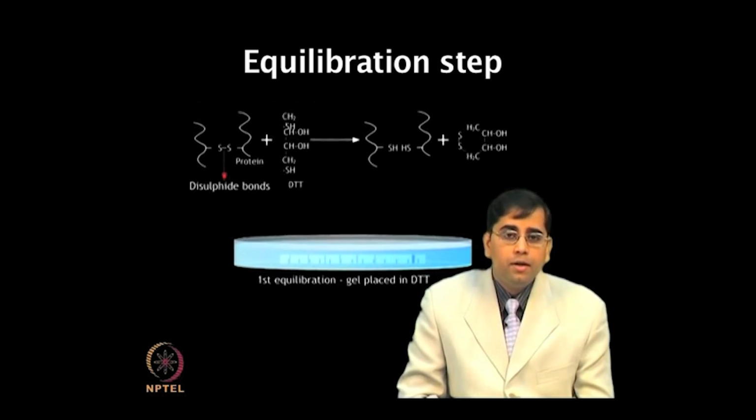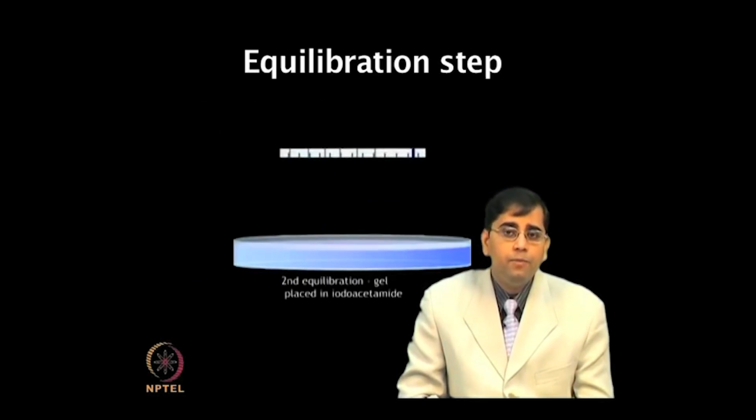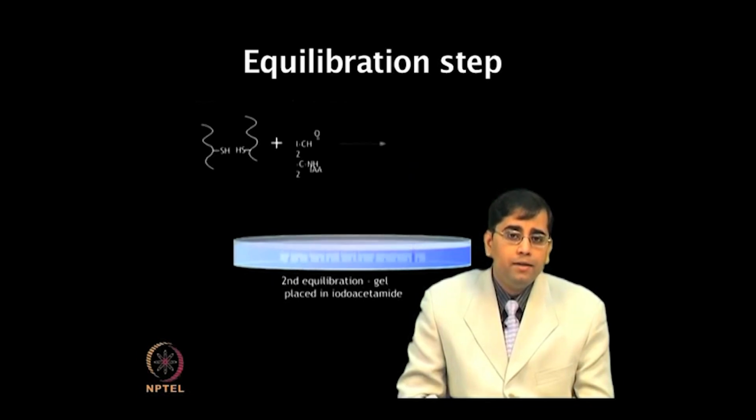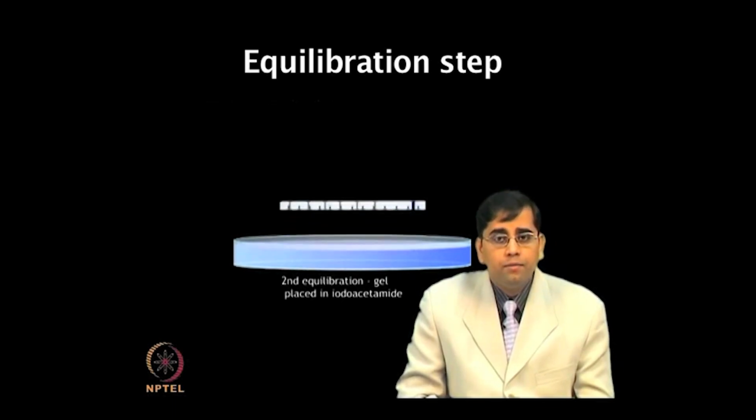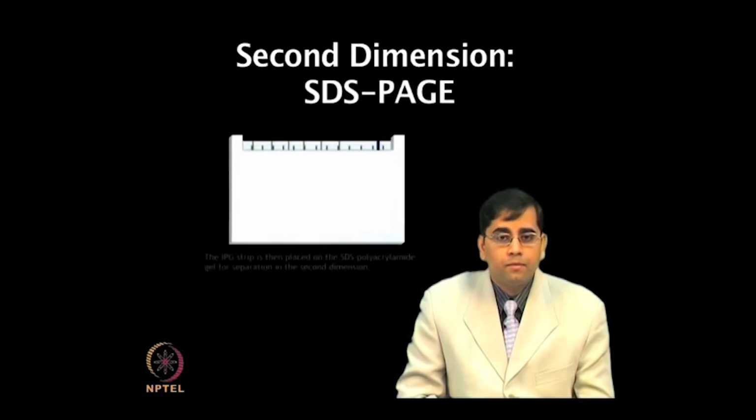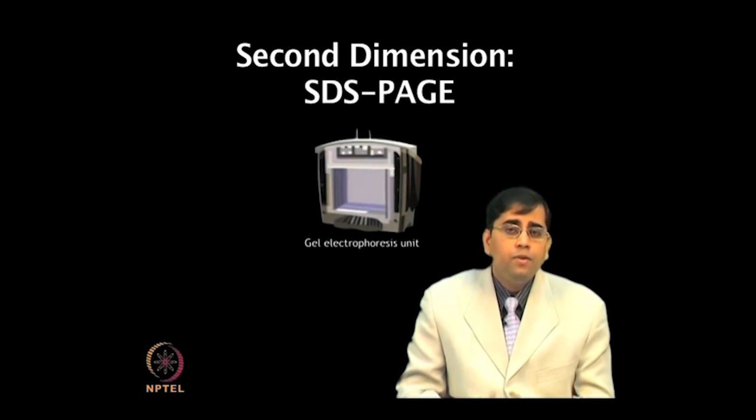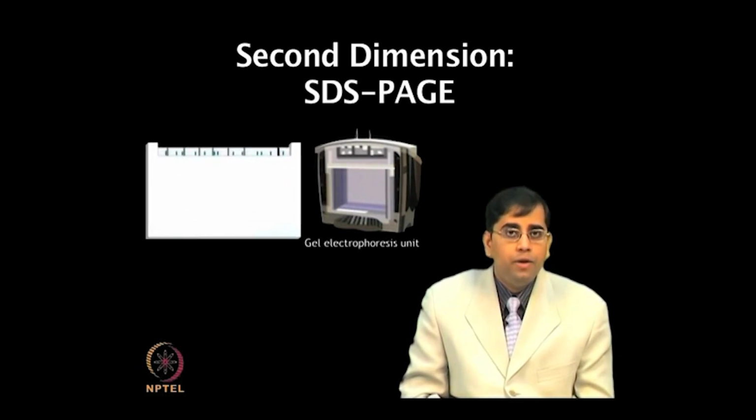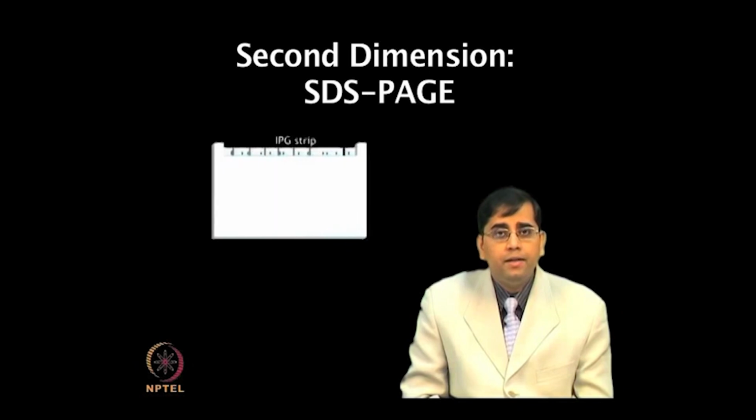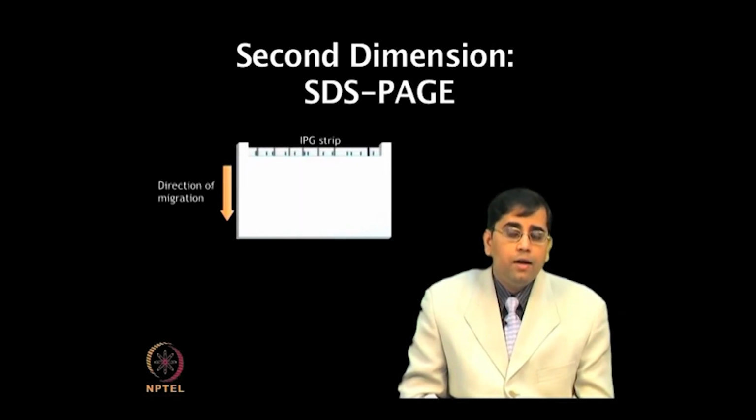Prior to the second dimension separation, an equilibration step is required. In equilibration, dithiothreitol brings about cleavage of the protein disulfide bonds, while iodoacetamide prevents reformation of these bonds by binding to the sulfhydryl groups. On SDS-PAGE gel, proteins get separated on the basis of their molecular weight, with the low molecular weight proteins having high mobility and migrating further through the gel, and the high molecular weight proteins remain close to the point of sample application.